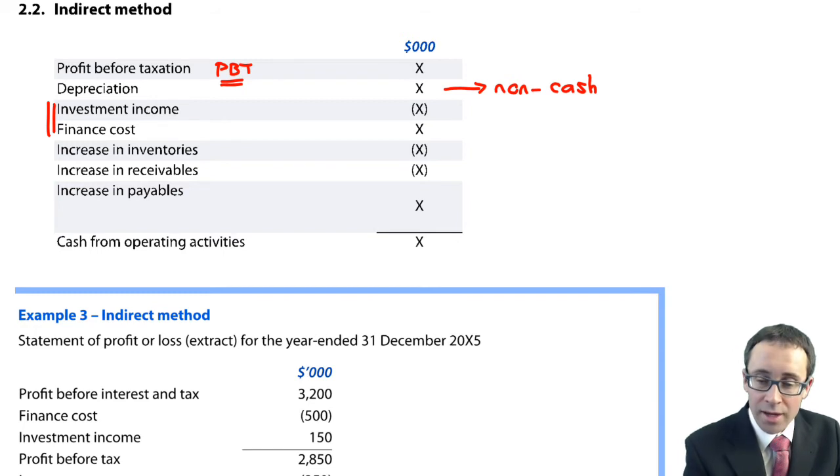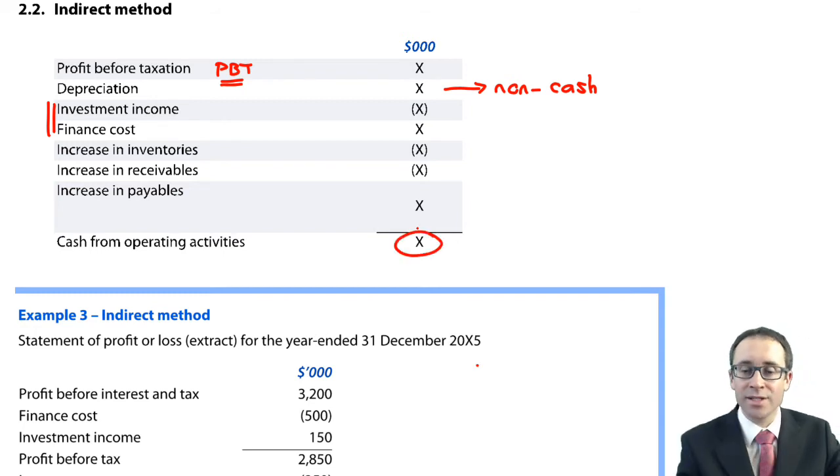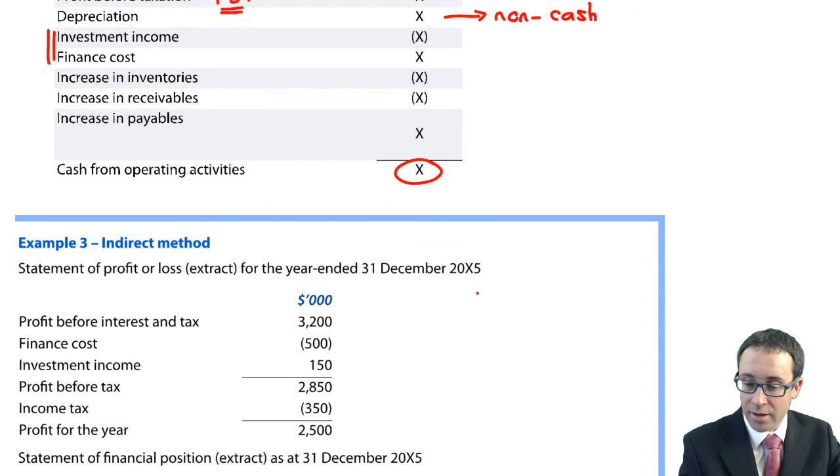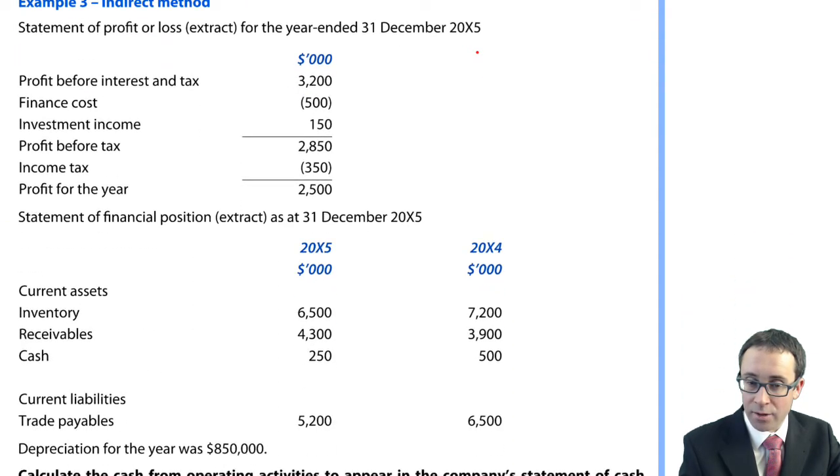Totaling everything up, that should then go through there and give you your cash from operating activities. Okay. And let's demonstrate it, shall we, with the example. Okay, we'll work it through together. If you so wish, feel free to go through there and attempt it by yourselves.